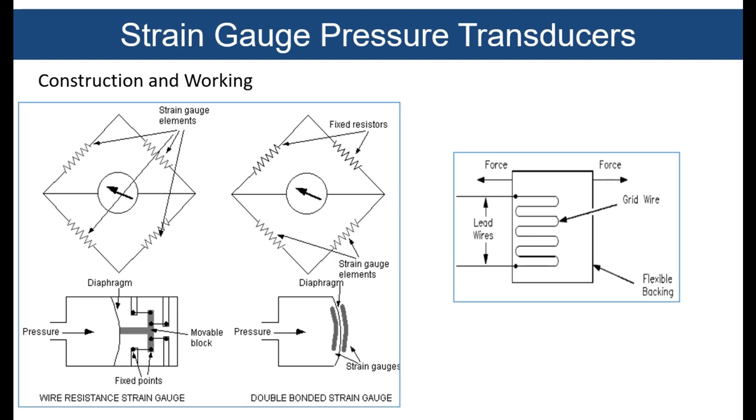Whenever the force is applied towards both sides, the grid wire gets stretched. Due to the stretch caused by the application of the force, there is a change in resistance due to the change in length of the grid wire. This grid wire acts as a strain gauge element, so due to the change in resistance we get a change in the voltage, and due to that change in voltage we can clearly detect the pressure.